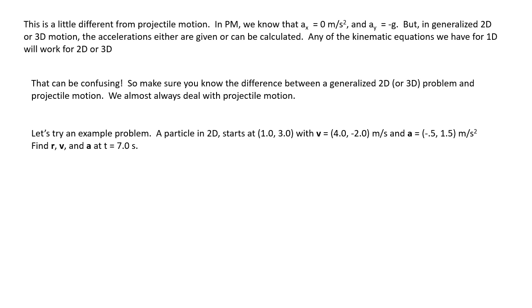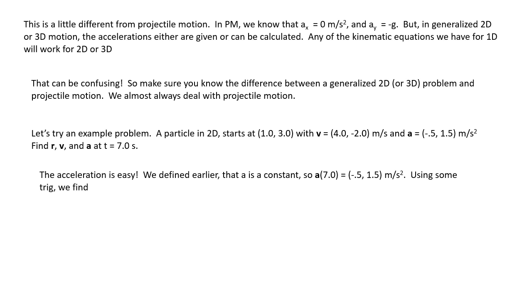So let's try an example problem. Here's a particle in 2 dimensions. It's going to start at x equals 1, y equals 3. Those are our initial values, with an initial velocity of 4 meters per second in the x direction and minus 2 meters per second in the y direction. And then it's going to have an acceleration of minus 0.5 meters per second squared in the x and 1.5 meters per second squared in the y. I want to find the position, the velocity, and the acceleration at time equals 7 seconds.